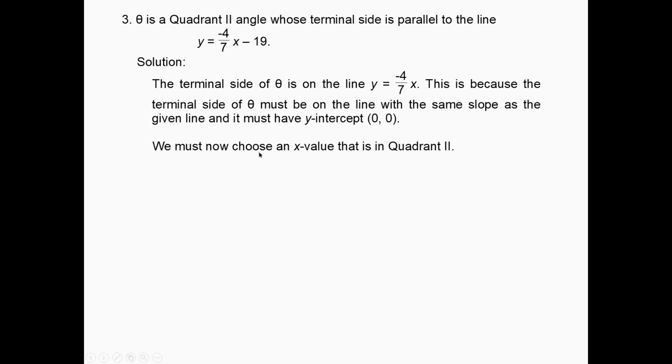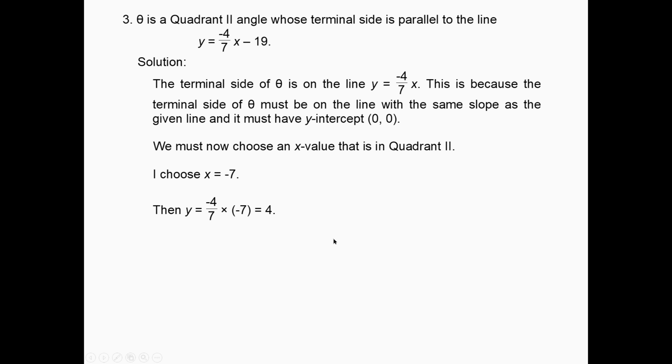Okay, we must now choose an x value that is in quadrant 2. So x values in quadrant 2 are negative. Now, you're free to pick anything you want that's negative, but I want to pick something easy that'll make this fraction go away. So the easy thing to me is negative 7. So if I plug in negative 7 there, I'm going to get y is equal to negative 4/7 times negative 7. So my 7's cancel, right? And minus times minus is plus, so I get 4. So x is negative 7, y is 4.